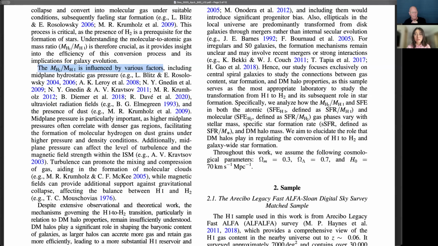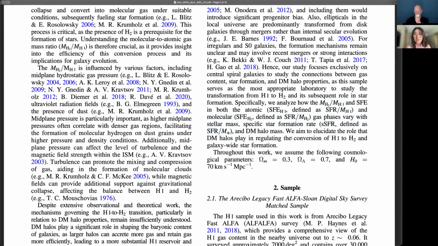However, the specific role of the dark matter halos in regulating the star formation in galaxies is still uncertain. So in this study, our main goal is to study how the H2 to H1 ratio and the star formation efficiency vary with different galaxy properties, especially the dark matter halo properties.